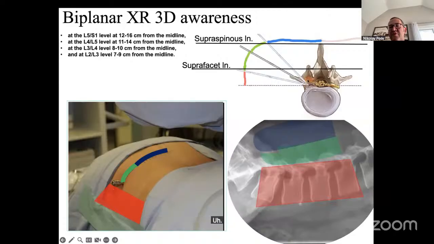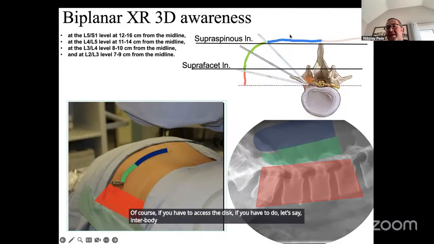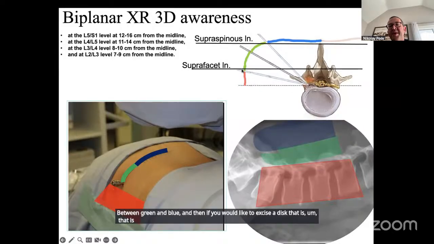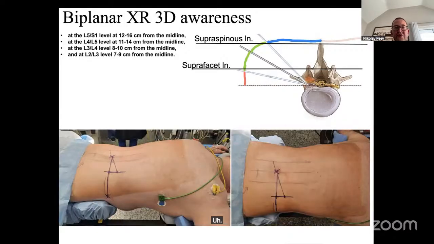Of course, if you have to access the disc, let's say for interbody fusion, you have to stay closer to the blue zone, or maybe just at the border between green and blue. And if you would like to excise a disc that is paramedian, for example, you have to stay closer to the red zone, or maybe at the border with the red zone. So this is usually the planning that I do on the body on X-ray.